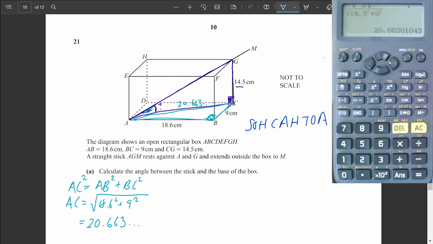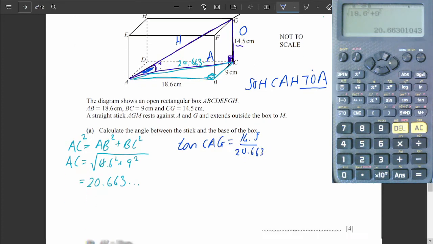Let's label the sides. Our angle is here. So the 14.5 is opposite the angle. That's the O. And the 20.663 is right next to it, adjacent. Of course, the other side being the hypotenuse. But we're working with the opposite and the adjacent, so we use the tan ratio. So let's write that down. Tan of the angle, which is CAG or CAM, whichever one you prefer, equals the opposite first, which is 14.5, over the adjacent, 20.663. Now let's rearrange that.